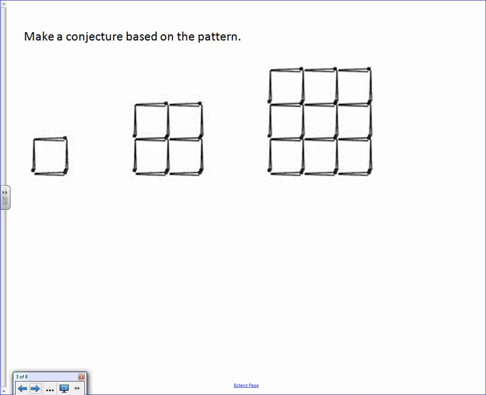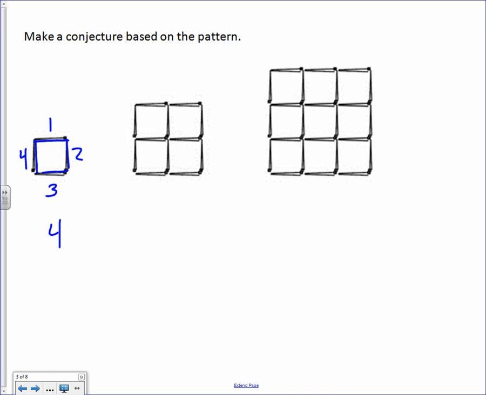All right, so we want to make a conjecture based on the pattern here. There's a few different ways we could look at this. Just in case we don't know, what's in the diagram here are supposed to be toothpicks. So we have toothpicks making up these square arrays. For the first one here, the square is made up of 1, 2, 3, 4 toothpicks, right? So our first one is made up of 4 toothpicks.